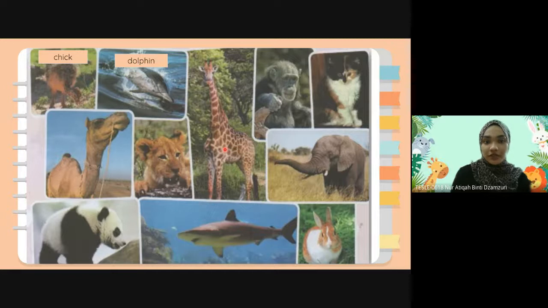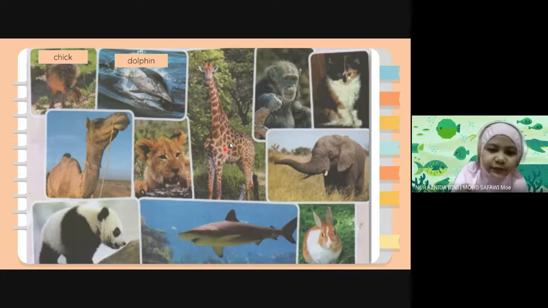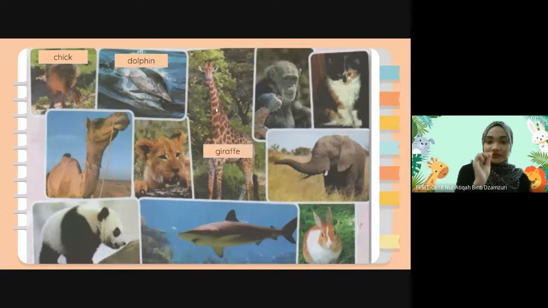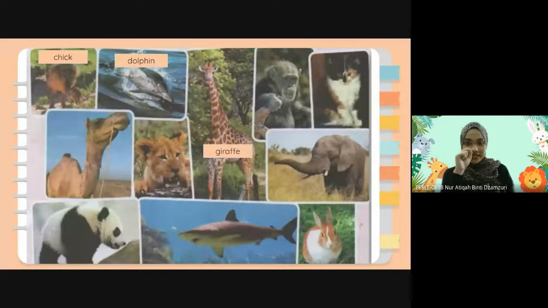Okay, number three. Picture number three. What is that? Giraffe. Very good. A giraffe. Now, Darissa Humaira, do you like giraffe? Yes. Okay, very good. Why do you like the giraffe? Because they are interesting and tall. Very good. Because it is interesting and tall. Okay, well done, Darissa.